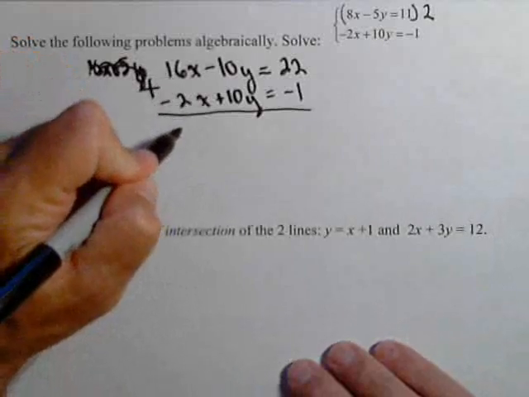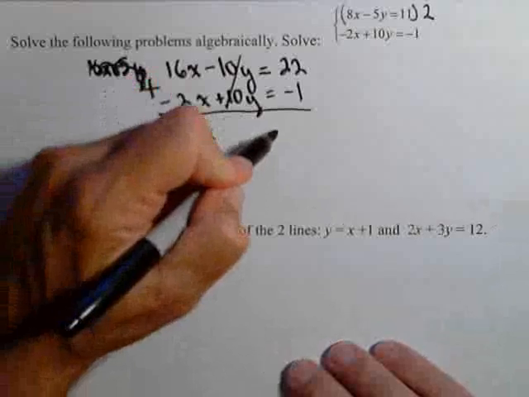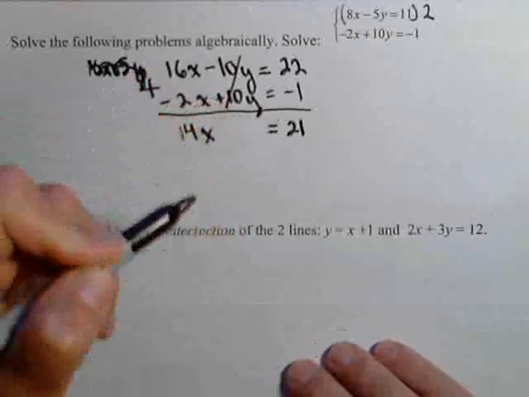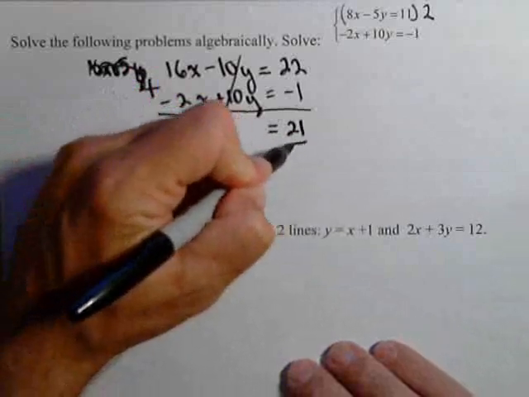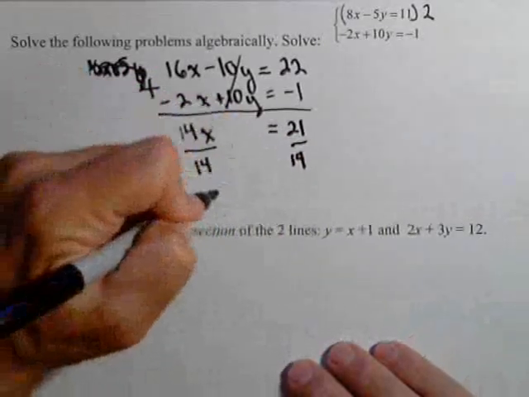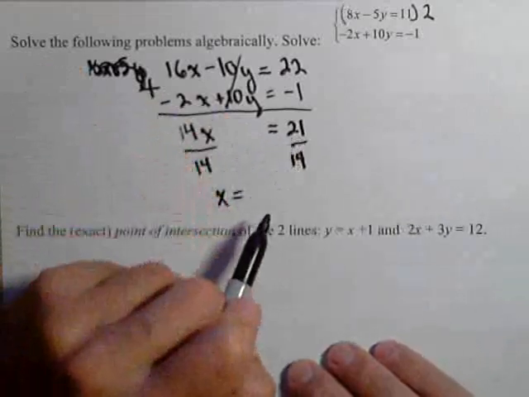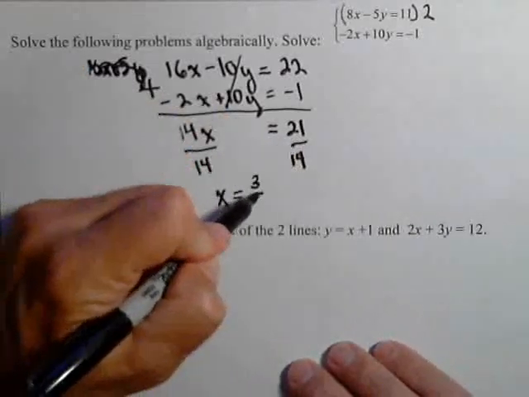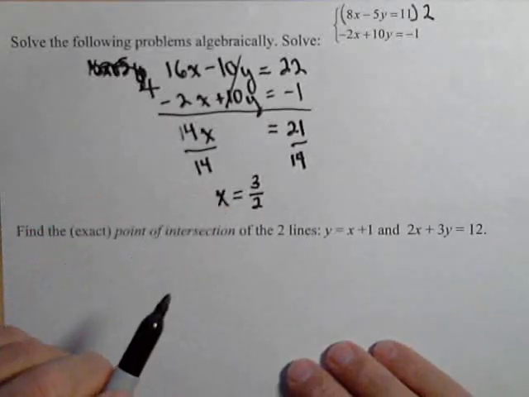So 16x plus a negative 2x is 14x. Those cancel. Equals 21. I can now solve for x. So I'm going to divide both sides by 14, and I get x equals 21 over 14. Both those have a common factor of 7. So 3/2.